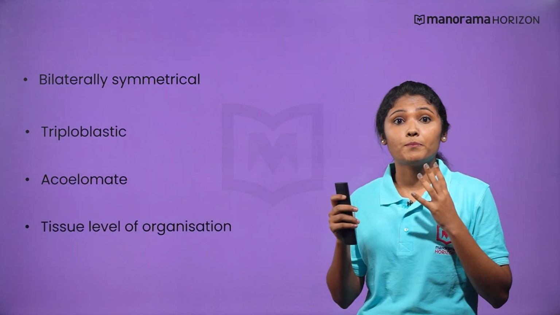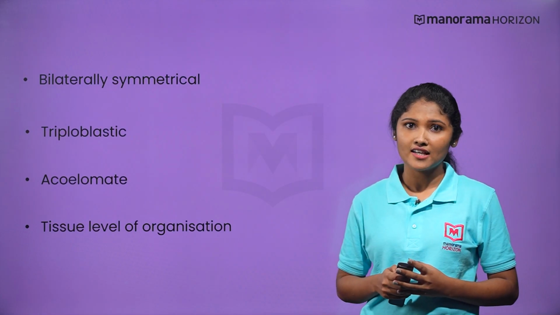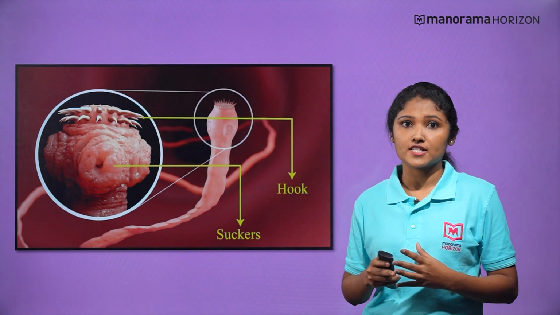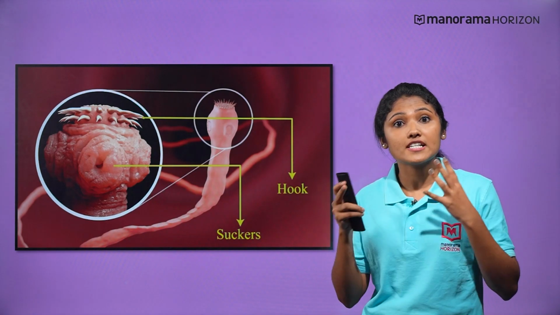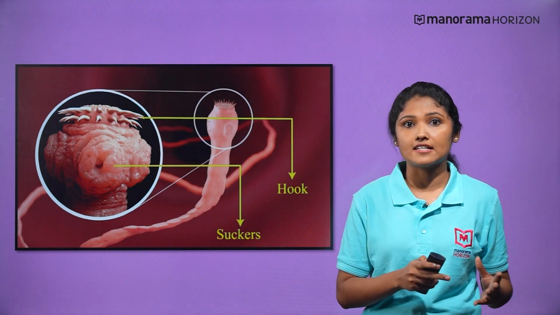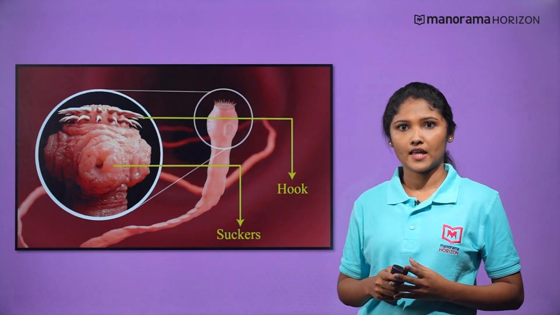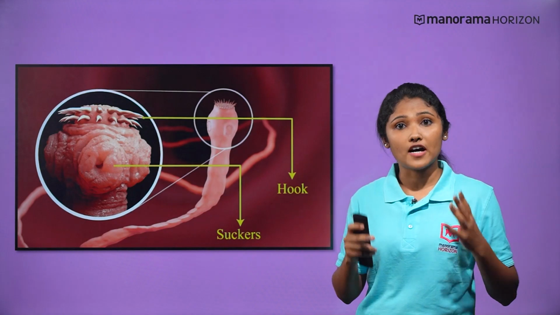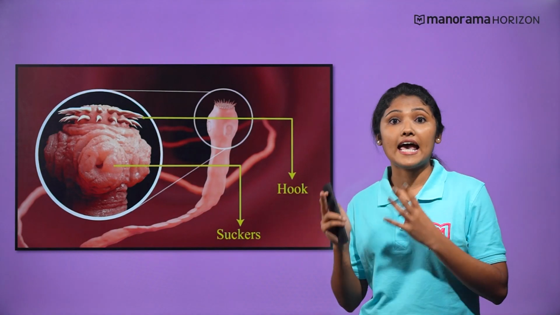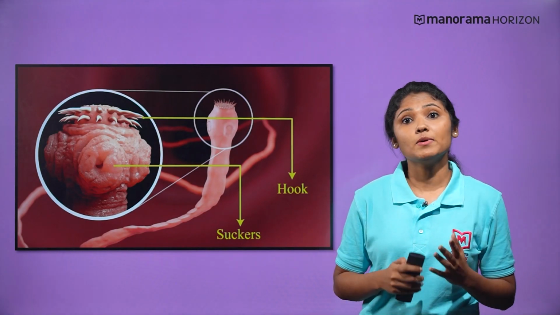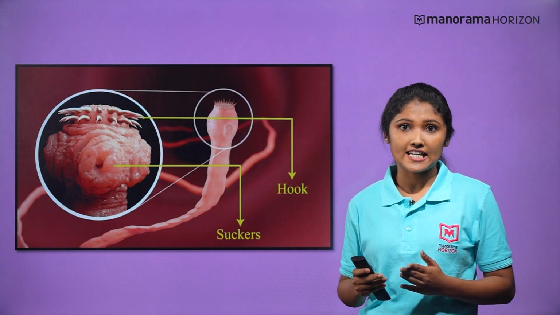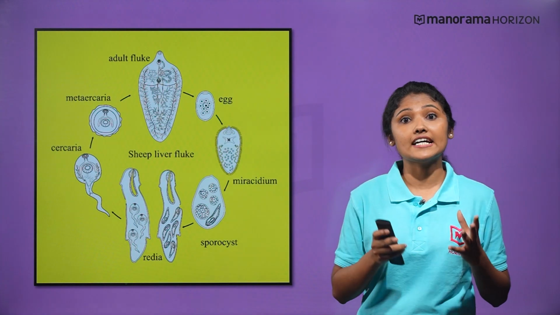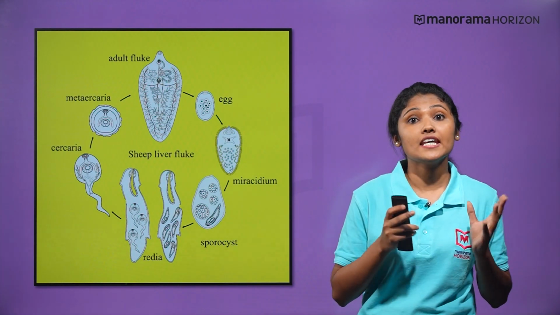Are you aware of the peculiar characteristics of this phylum? For attaching to the host body and to absorb nutrients from them or from their body surface, hooks and suckers are present in the body. They have specialized cells called flame cells which function for osmoregulation and excretion. They are hermaphrodites with internal fertilization, and as you can see here, they undergo indirect development via many larval stages.